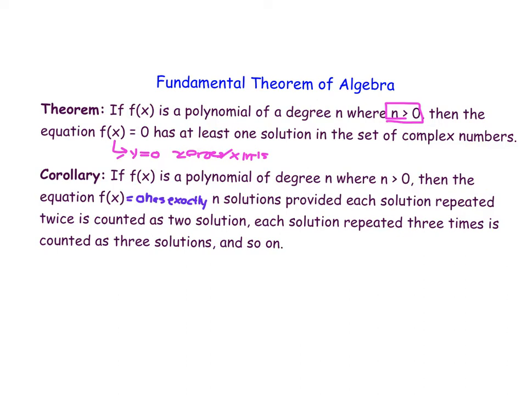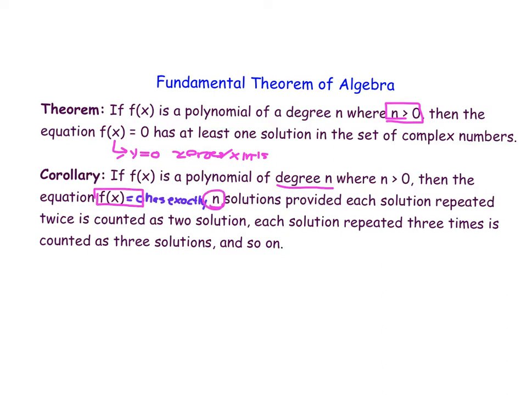Now remember, complex numbers include both the numbers that are real and the numbers that are imaginary with the imaginary i. So basically what this theorem states and guarantees is that you will have at least one zero. Now, the corollary actually takes this one step further. It states that if f of x is a polynomial of degree n, where n is greater than 0, then this equation of f of x equals 0 has exactly n solutions.